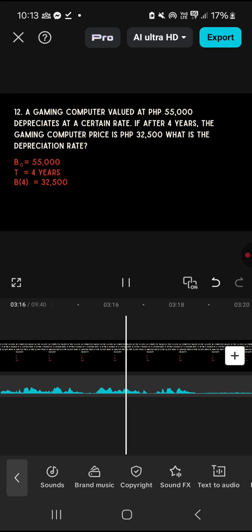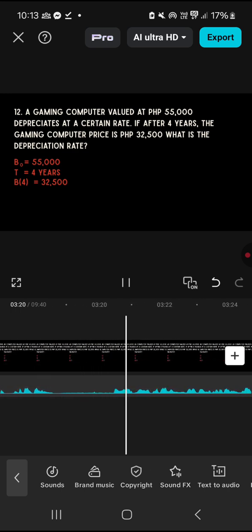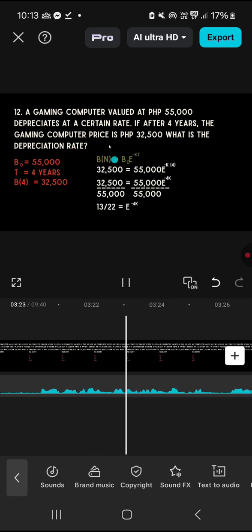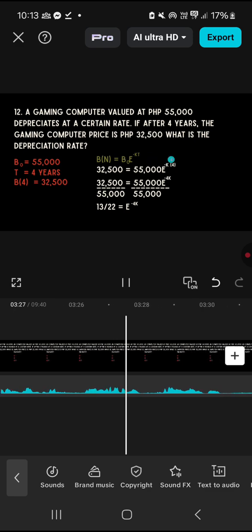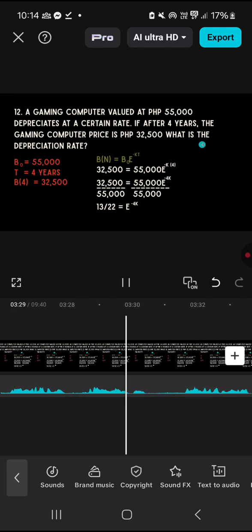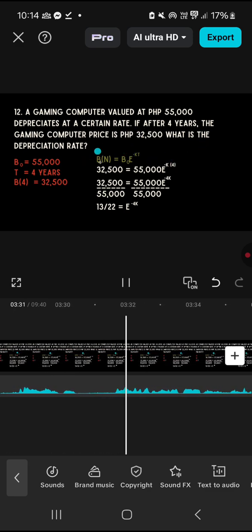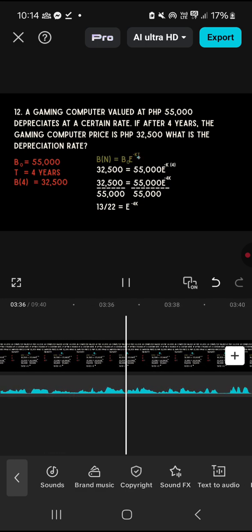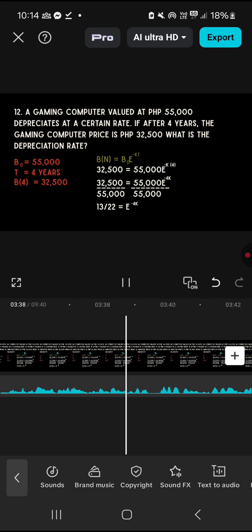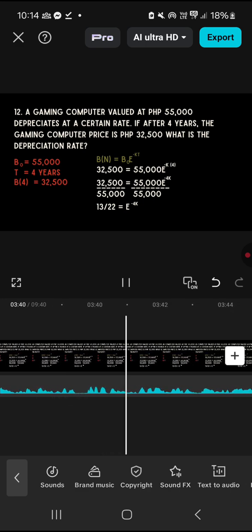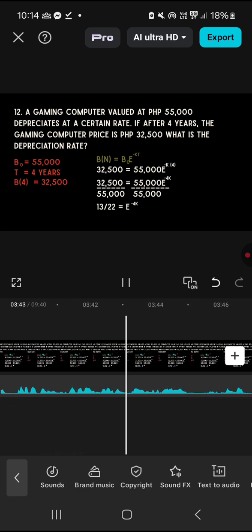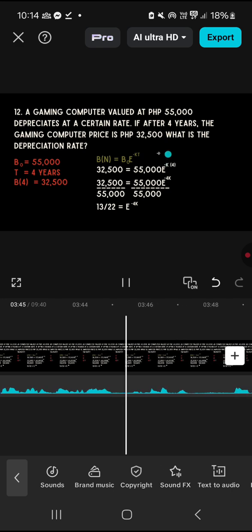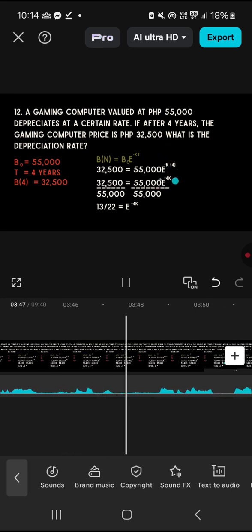So our initial value is 55,000, our time is 4 years, and our A sub 4 is 32,500. So we use the decay formula. It's the same as our growth formula, except our rate is negative. So we plug in our values, so 32,500 is equal to 55,000 multiplied by Euler's number raised to negative k, since our k is unknown, times 4.